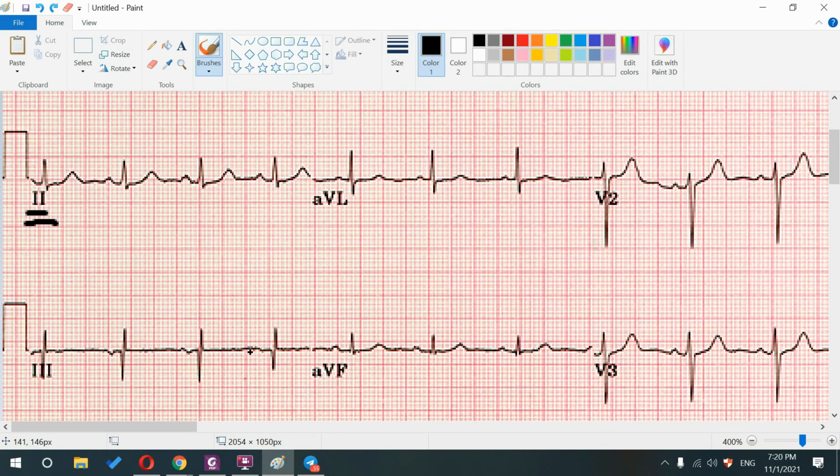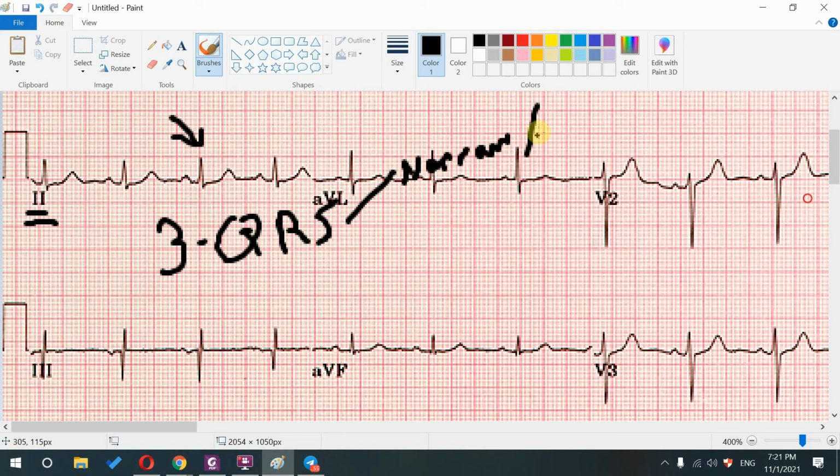Okay, step number three. It's different from book to book. On step number three, some people say check the PR, some people say check the QRS first. Personally, I do the QRS first. So you check the QRS complex. What are we checking for? Two things. The first thing: is it narrow or is it wide? If it is narrow, you know that the patient has his impulse coming from the atria. If it is wide, it's from the ventricles.